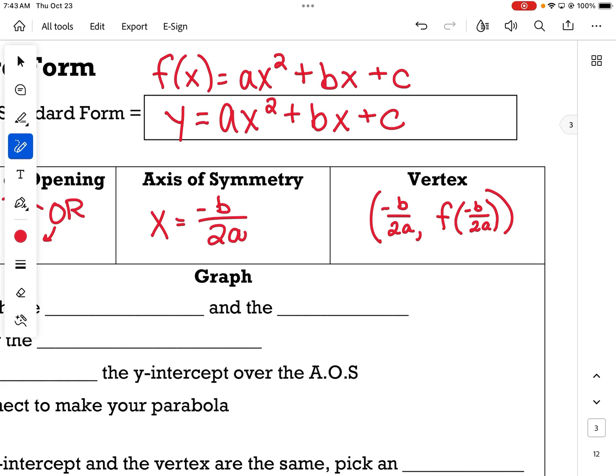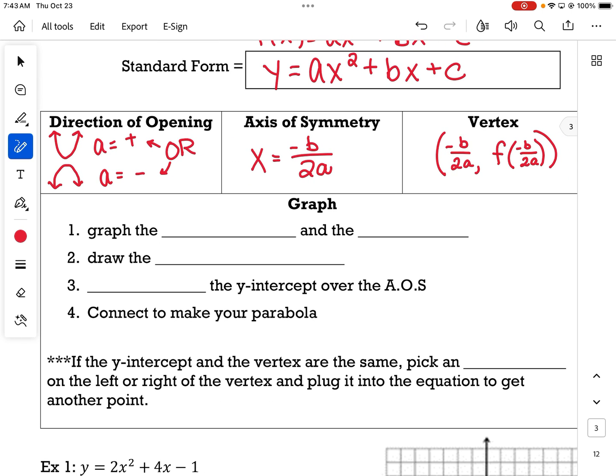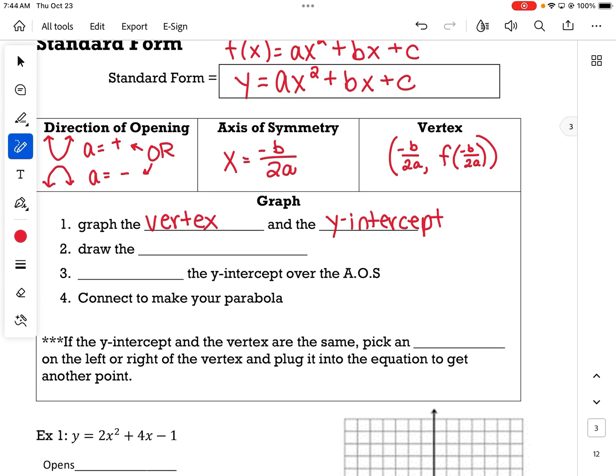Okay, so we're going to graph this by hand by doing the negative b over 2a, finding our vertex, drawing our axis of symmetry. So here are the steps. It says graph the vertex and the y-intercept. The y-intercept is whenever you have a 0 for the x value, and c. So in our equation, c is our y-intercept in standard form. Makes it easy.